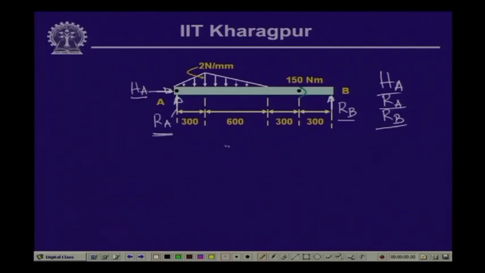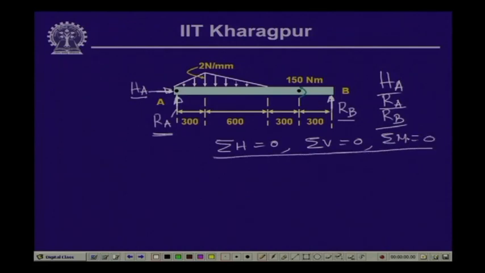Now, as we know, summation of horizontal forces equals 0, summation of vertical forces equals 0, and summation of moment equals 0. These are the three equations of our statical equilibrium. If we employ summation of horizontal force equals 0, then since we do not have any horizontal loading on the beam, it gives us that H A is equal to 0.